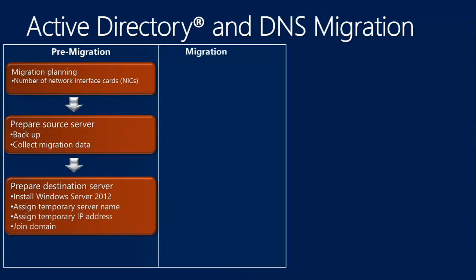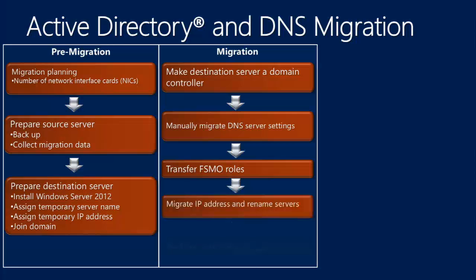For the migration itself, what we're going to do is basically make a destination server, a domain controller, manually migrate the settings if we need to, or we simply let them take place. We're going to transfer over the FSMOs, and then go ahead and migrate the IP address, rename the servers. That depends if you really need to or not. You shouldn't really need to. You can. It's an option, but you're going to go off and do some verification.